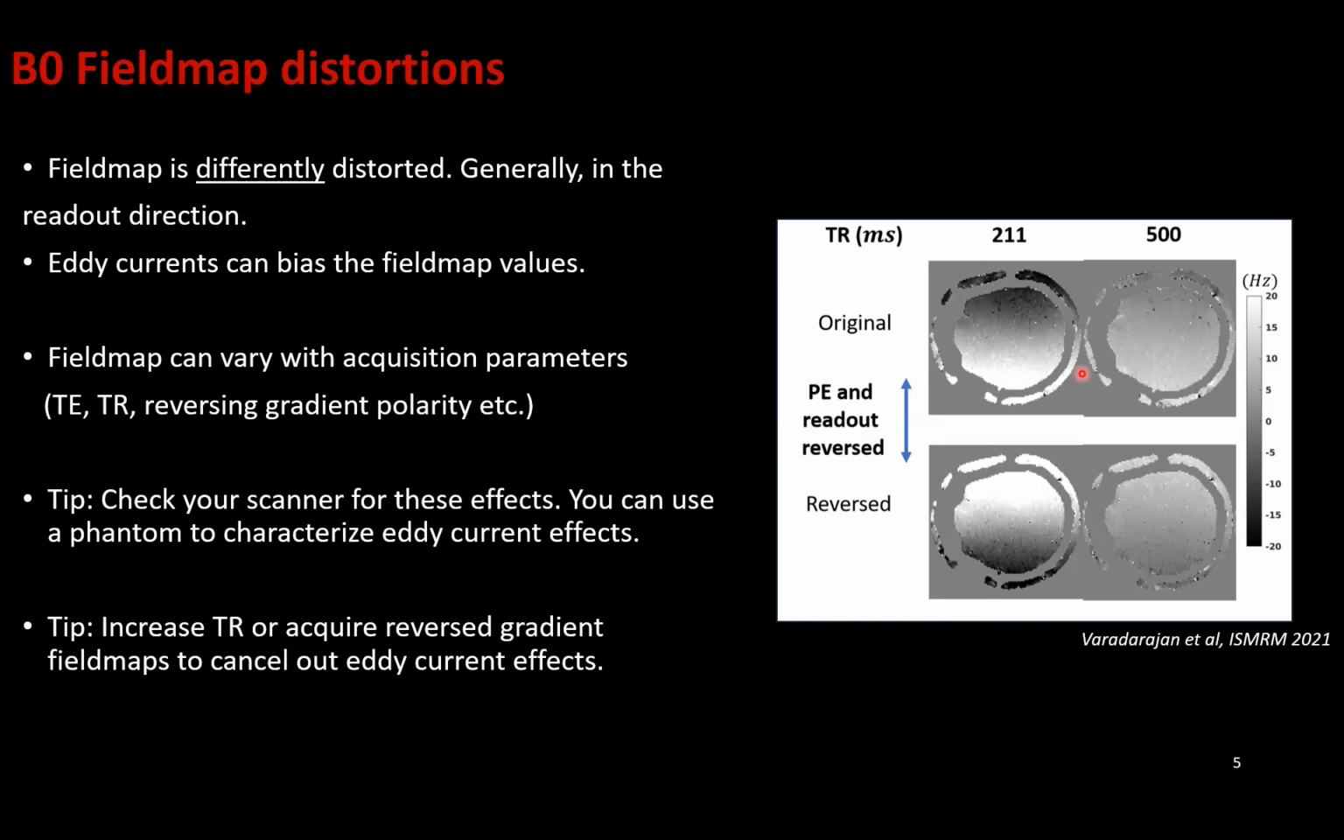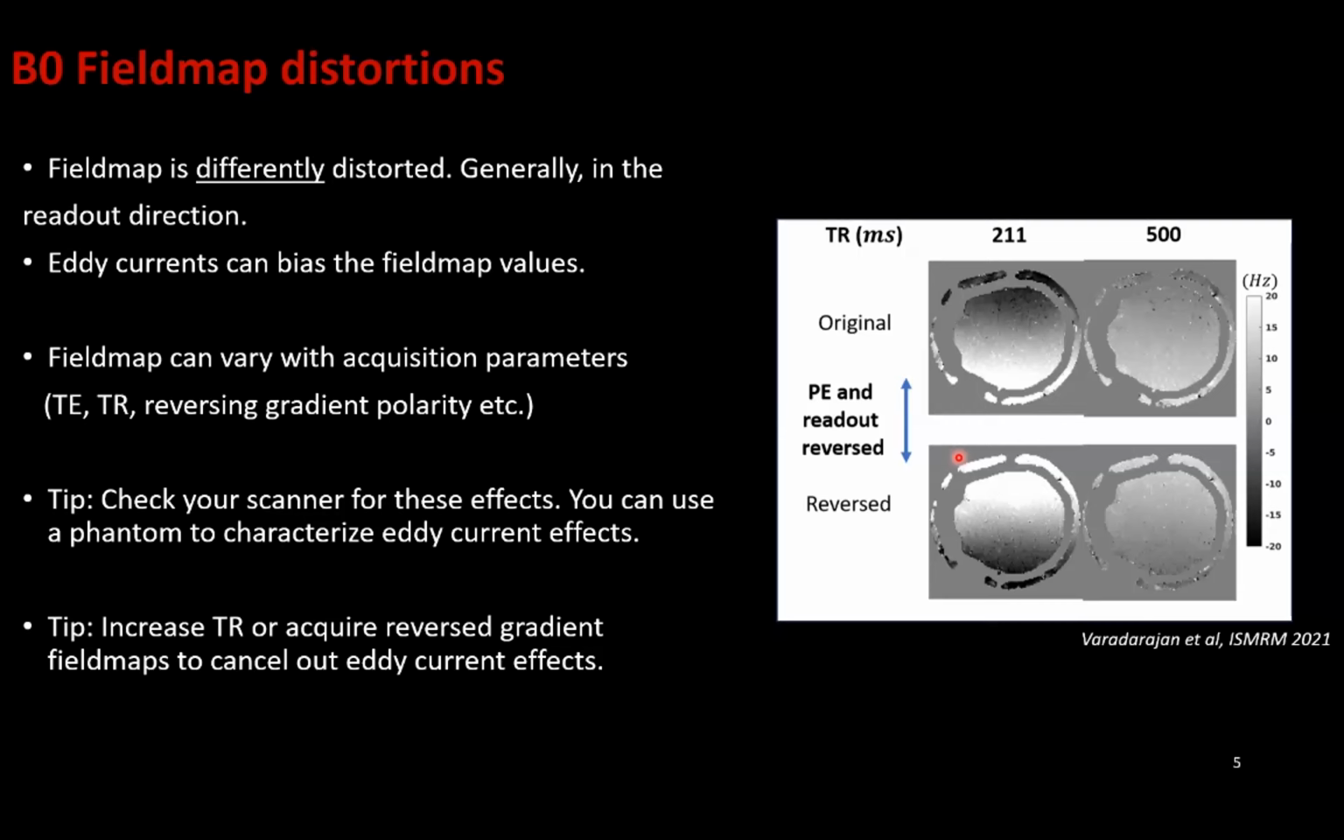Thanks. So you can see this bright region here versus this bright region here, which are scaled the same way. It's different. If we took the difference between the phase encode and readout reverse direction, you would see a noticeable amount of difference between them. That's because of distortions coming into the field map.